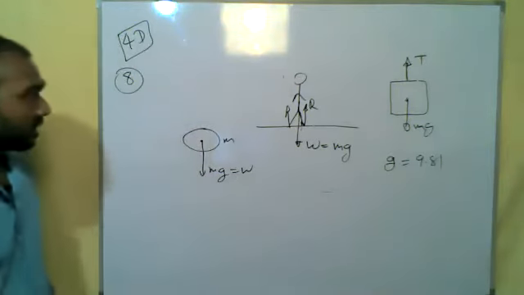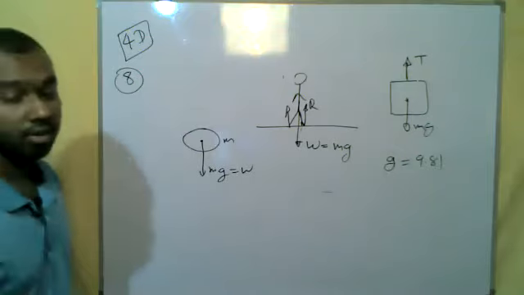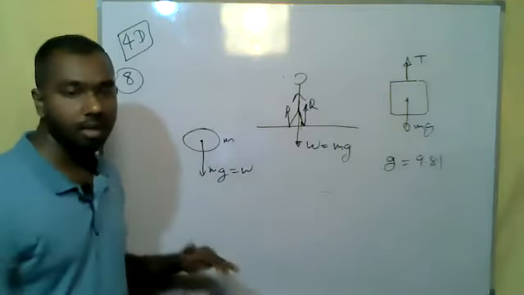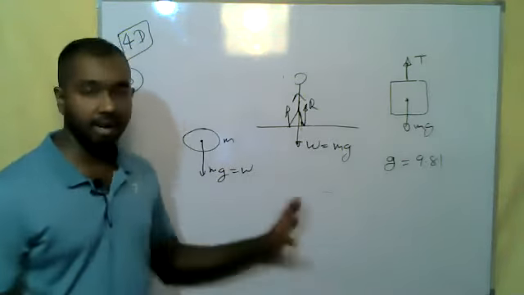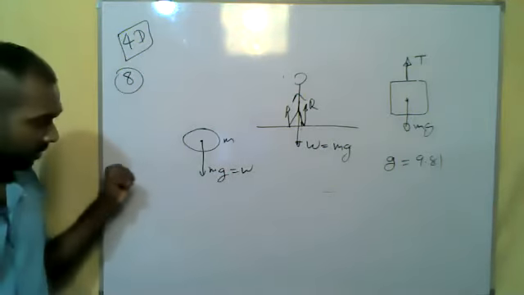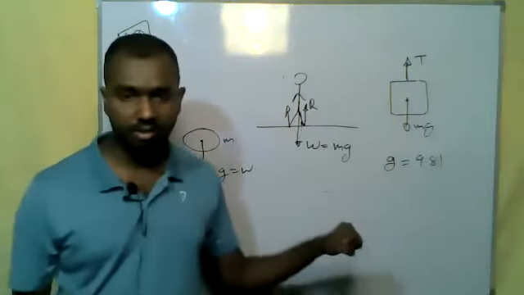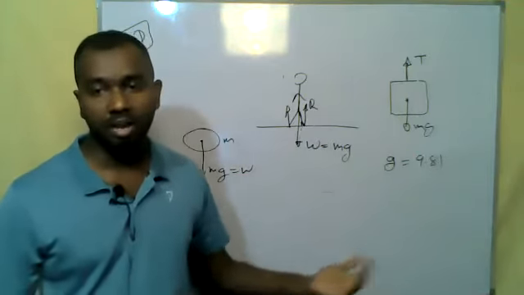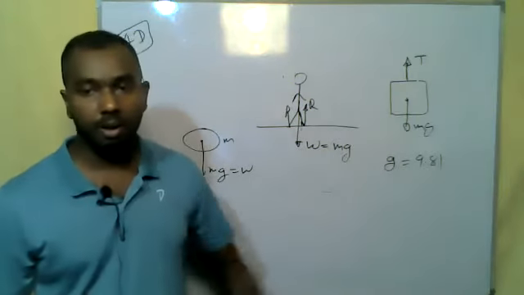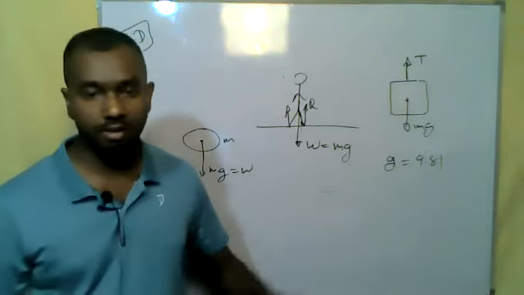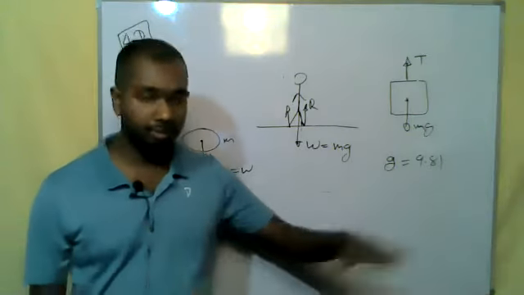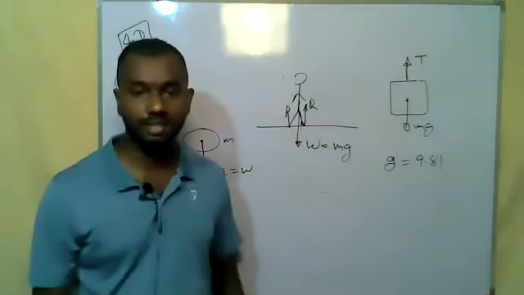Then we discussed Newton's first law. What was the first law? If there is an unbalanced force on an object, what is going to happen? It begins to move. That means if there is no unbalanced force on an object, it is at rest or it is moving at a constant velocity.